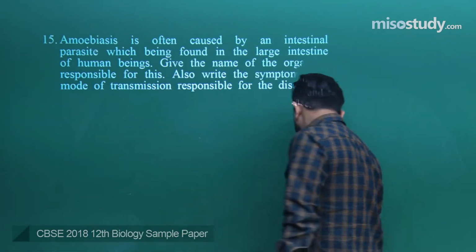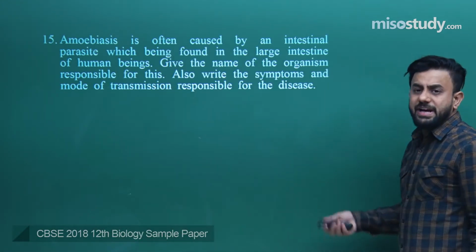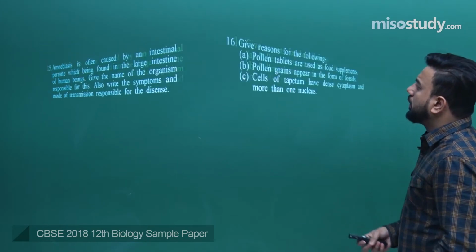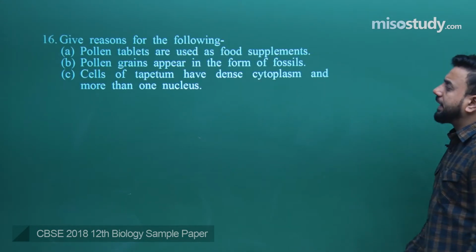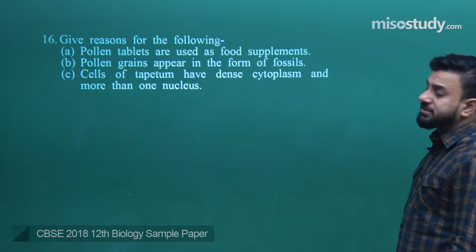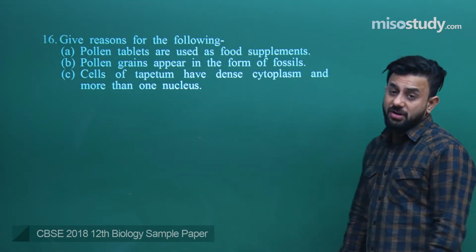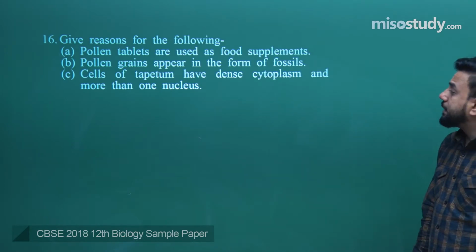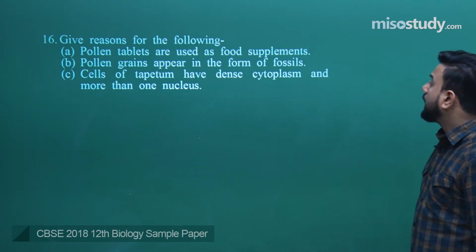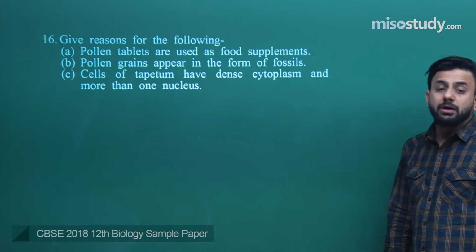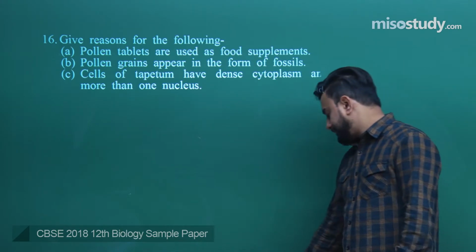So let us now discuss the next question. Give reasons for the following. Pollen tablets are used as food supplement. Yes, pollen grains appear in the form of fossils. Very good. Cells of the tapetum have dense cytoplasm and more than one nucleus. Right.